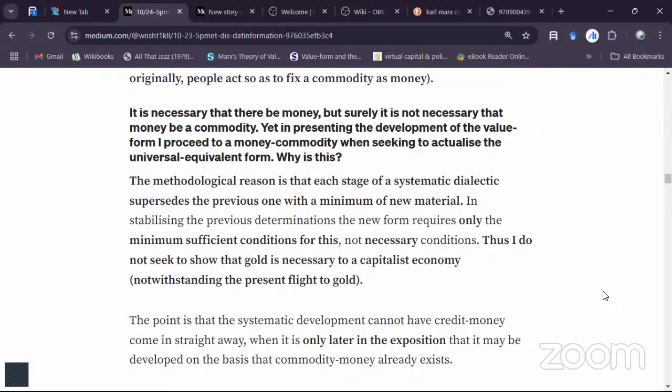In stabilizing the previous determinations, the new form requires only, this is a marginalist position, only the minimum sufficient conditions for this, not necessary conditions. Thus, I do not seek to show that gold is necessary to a capitalist economy, notwithstanding the present flight to gold. That's what I meant when I was talking about Ron Paul idiots. Gold is not necessary to a capitalist economy. We've already proved that. We proved that for 100+ years.